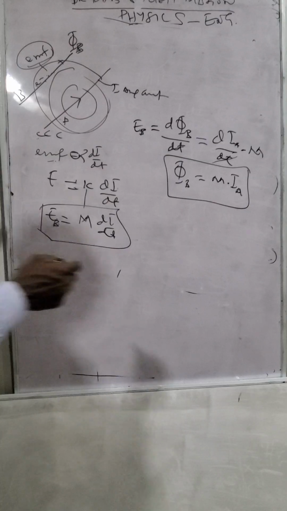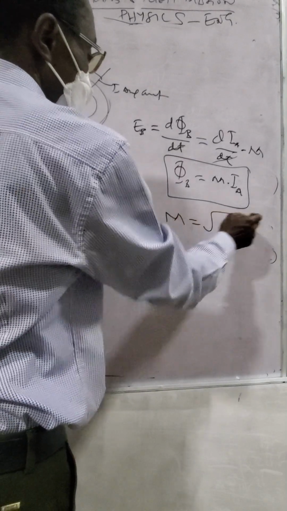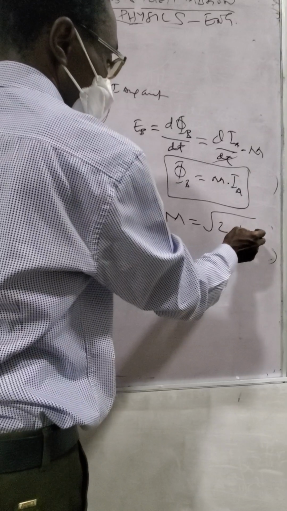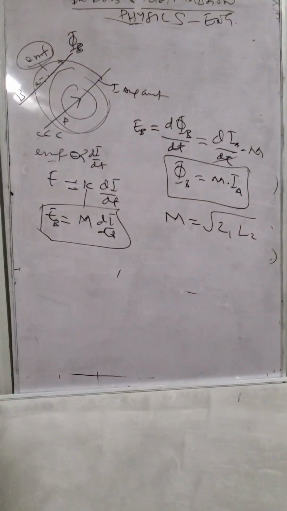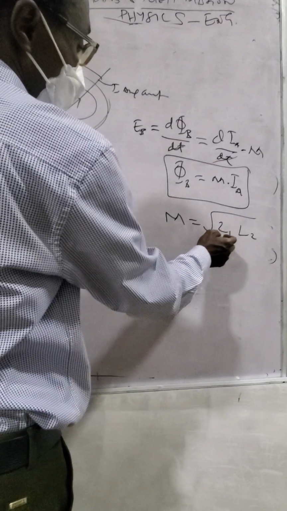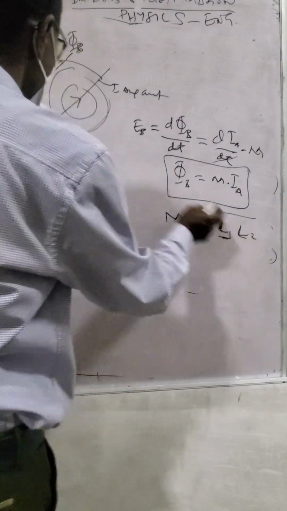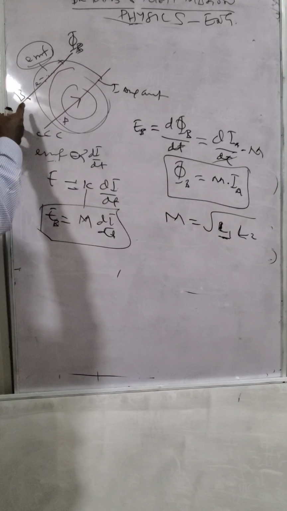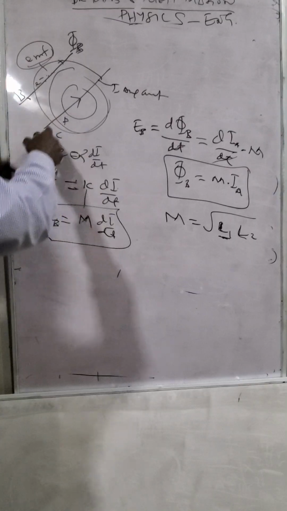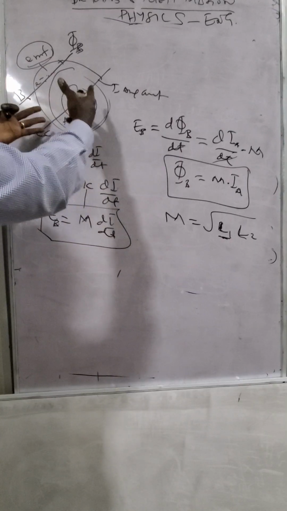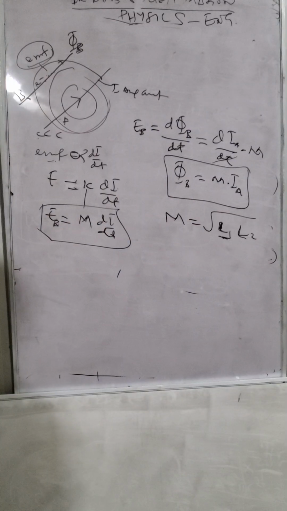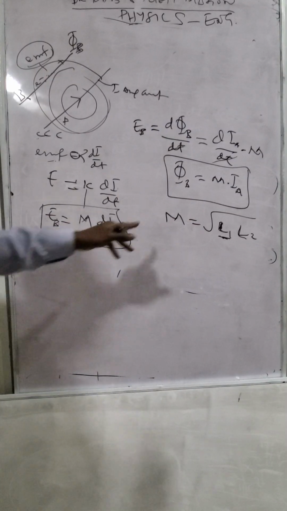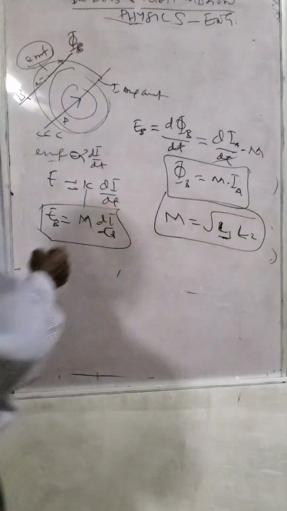Okay, right. M is found to be proportional to the square root of L1 times L2, where L1 and L2 are the respective inductances. So the inductance of this is the ability to convert current to magnetic energy. The same thing, the ability to convert current energy to magnetic energy, is also given for the other. Right. So this is an equation that you should also look at.